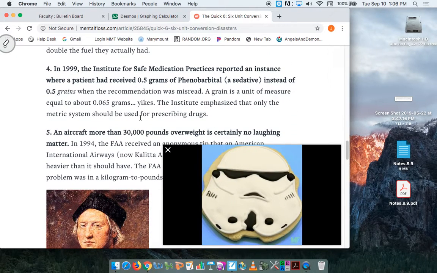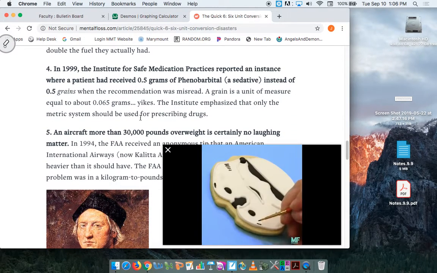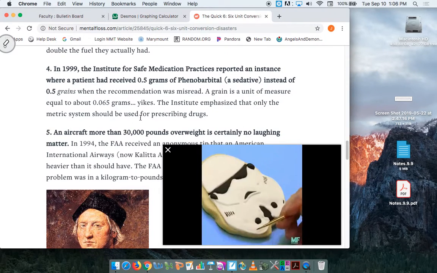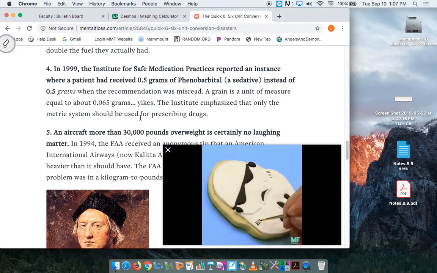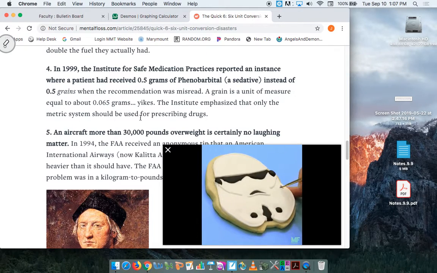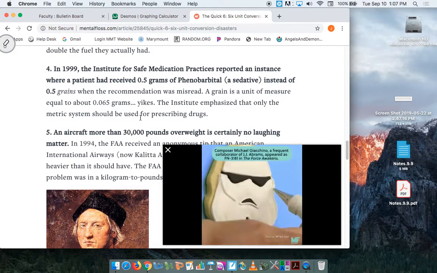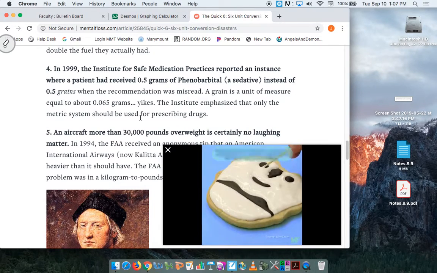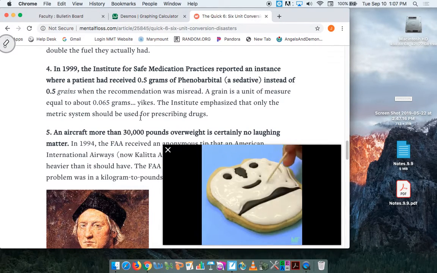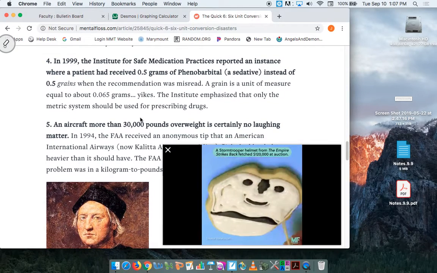In 1999, the Institute for Safe Medication Practices reported an instance where a patient received 0.5 grams of a sedative instead of 0.5 grains of a sedative. You need to know if I'm talking in inches or feet, miles or inches, kilometers or miles, centimeters. You need to know, okay? So it's super important. You're also going to be doing it in your science classes.